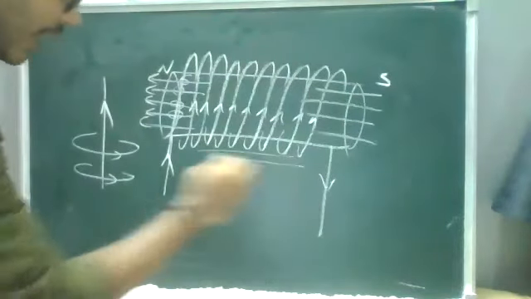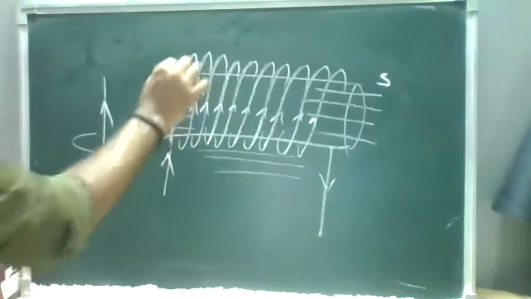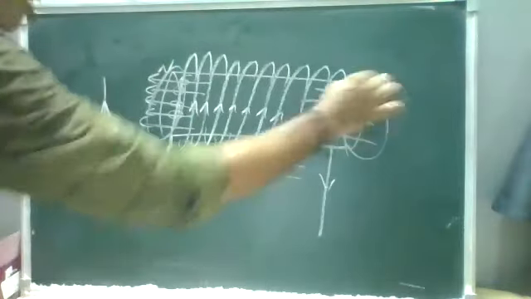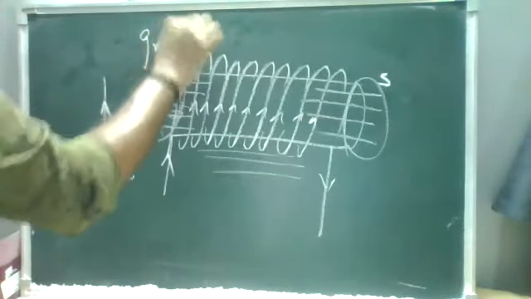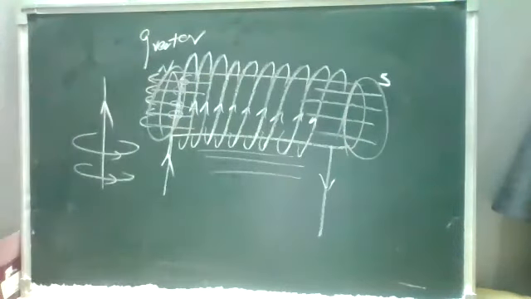Outside it won't attract anything. So the attraction properties will be only at the edges. Even near the north pole the field will be greater, because the field lines are leaving there. And at the center there is no magnetic field. So this is your bar magnet.